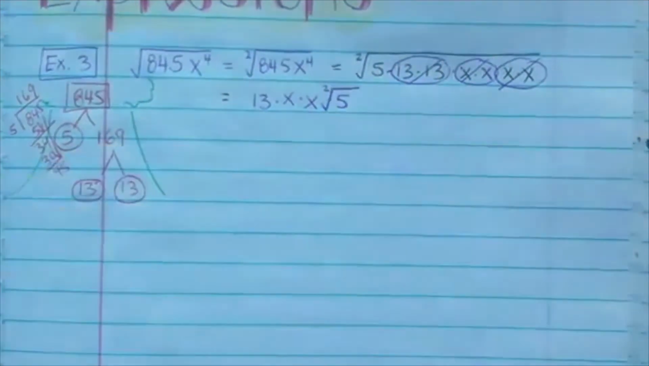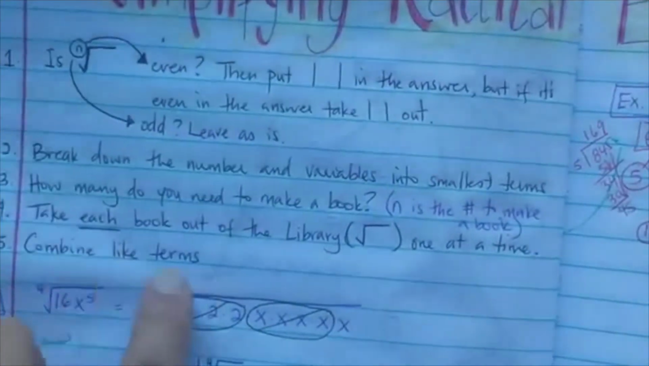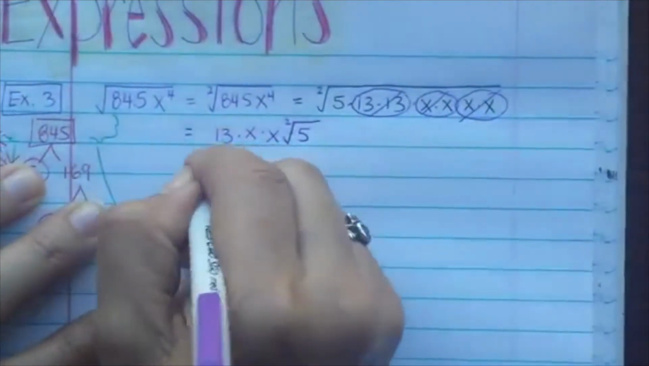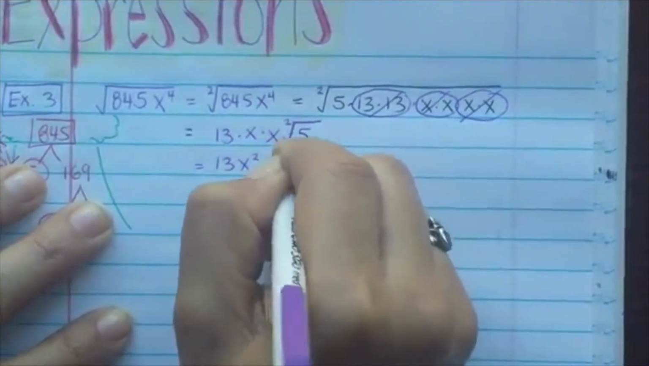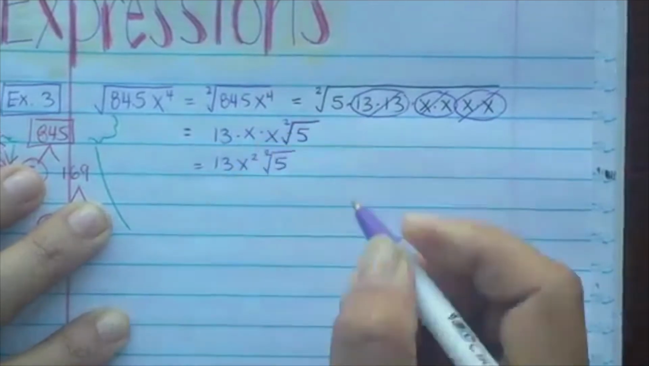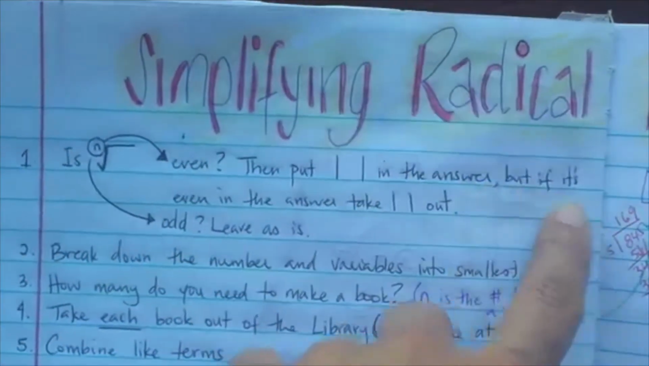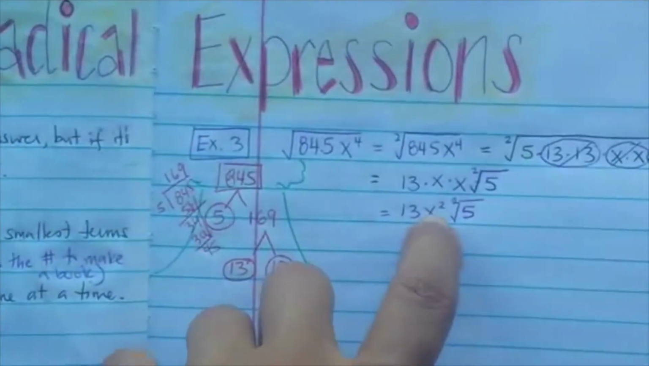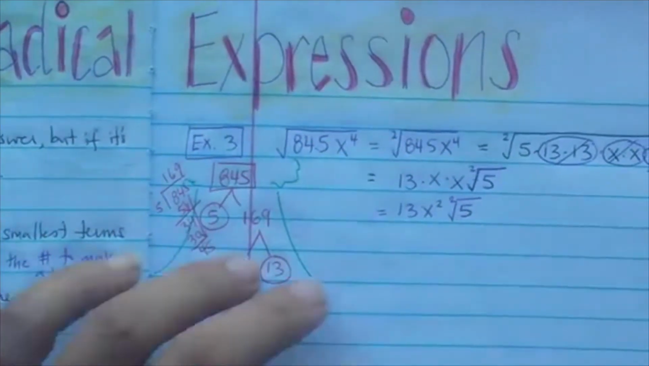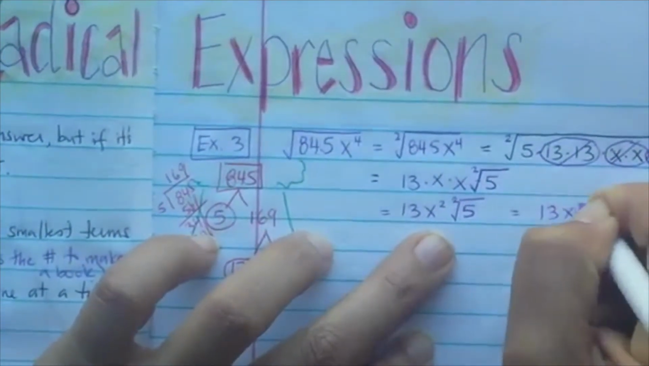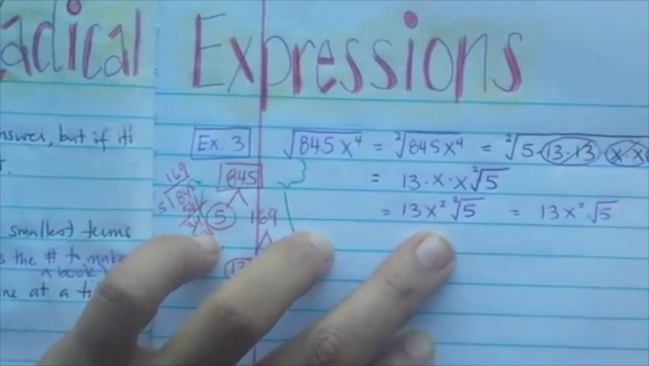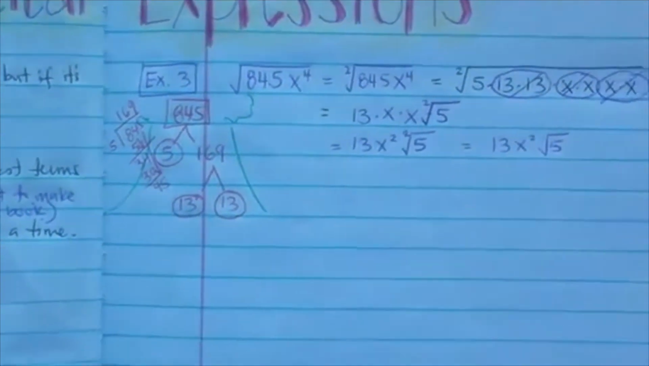Alright, so then combine like terms outside. So it's going to be 13x squared times the square root of 5. Then again, remember to check that n. Was the n even? Yes. Then you need absolute value in the answer, but not if it's even outside. So it's even outside, so I don't need absolute value. Again, if it's even outside, it's x to the 2nd power, so I don't need it. If it wasn't even, I would need absolute value.